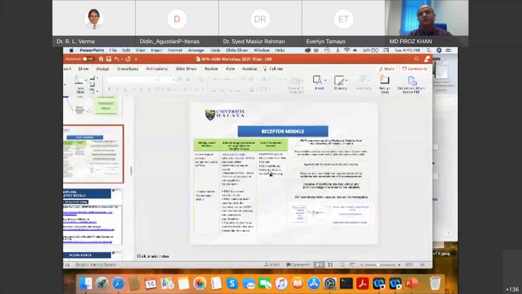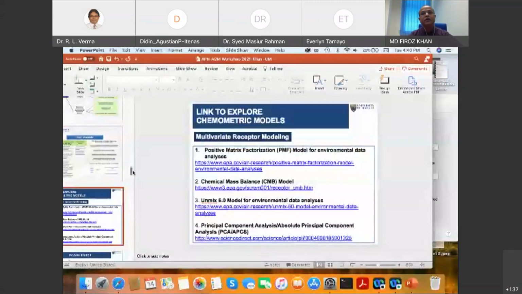On the other hand, there are some other models, chemical mass balance model, UNMIX model. There are many other models, but those models are not very user friendly. It is because for those models, the input variable is versatile. For those models, we also need to have source information about the data. I will explain in more detail in the following slides.